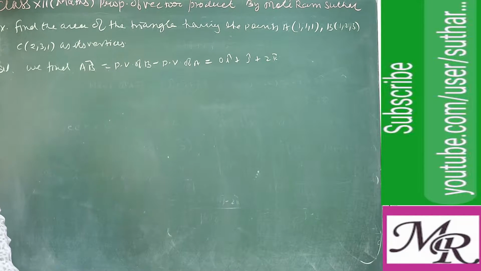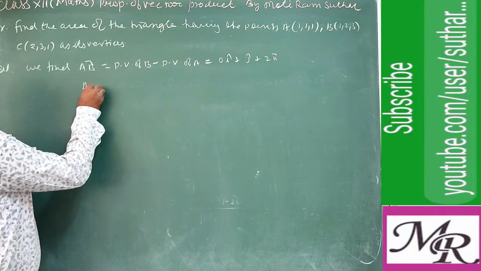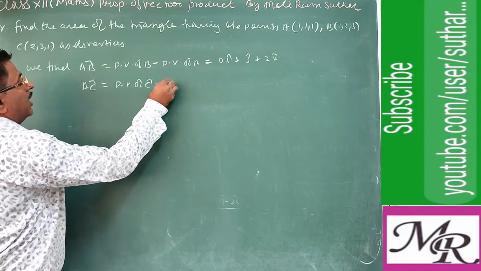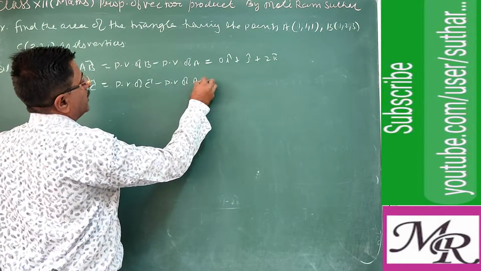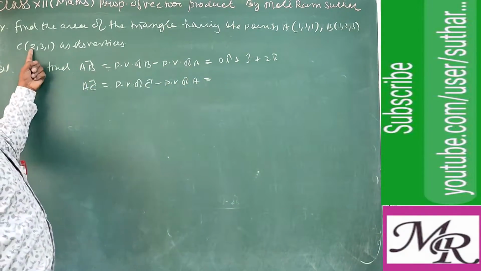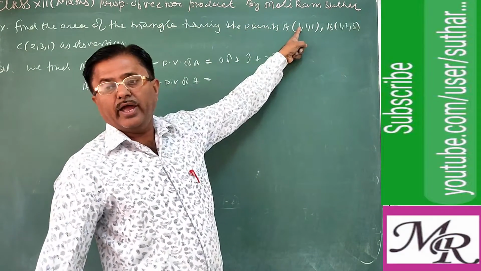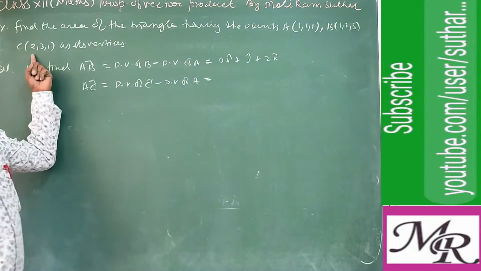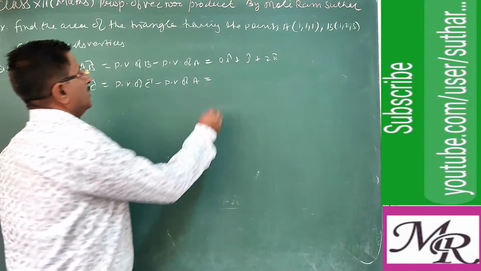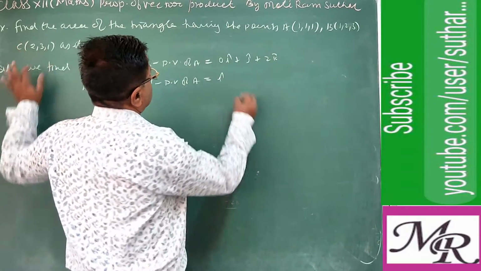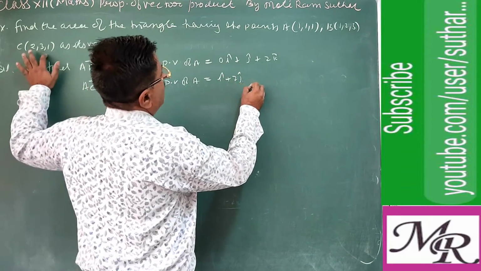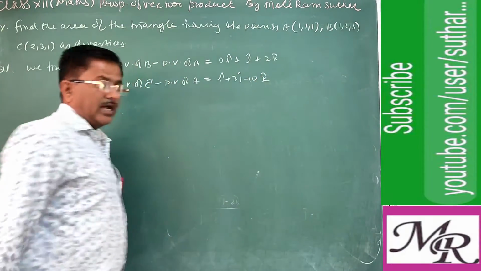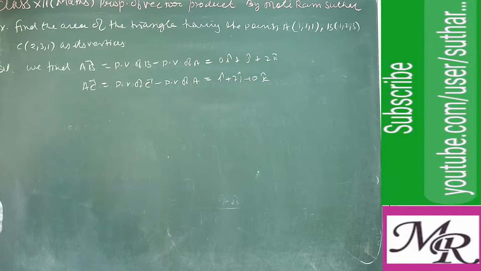Similarly you find the other adjacent vector AC. So position vector of C minus position vector of A. X coordinate with X, Y coordinate with Y. So 2 minus 1 is 1, then 3 minus 1 is 2, 1 minus 1 is 0. So we get the vectors AB and AC.